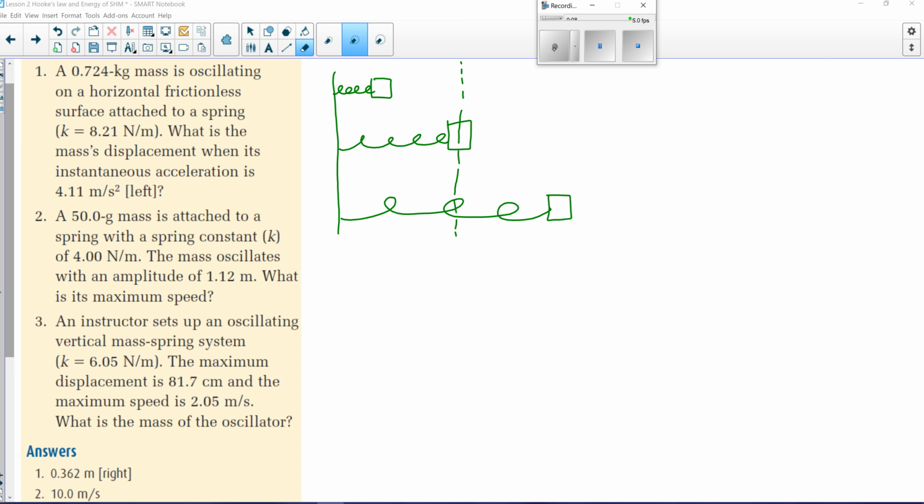Okay, let's have a look at number 2. We've got an object that's oscillating back and forth with simple harmonic motion. We know the spring constant of the spring, we know the mass of the object, and we're told its amplitude, which is the maximum distance from equilibrium. That happens in both directions. So this distance right here is 1.12 meters to the left, and this distance here is 1.12 meters to the right. The object is behaving exactly the same way regardless of which of those two positions it is at. What is it doing at each of those two positions?